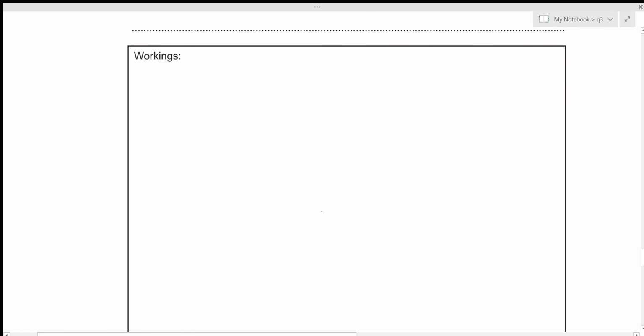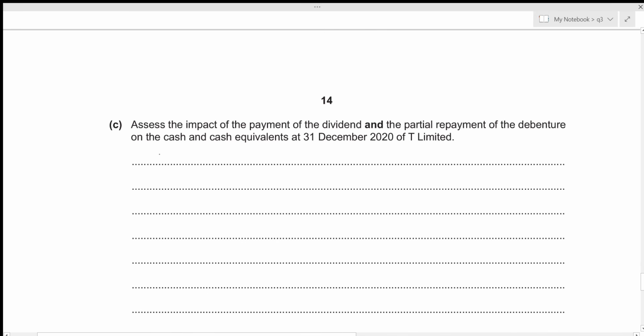We were given the working section, so you guys should be showing all of the workings in this particular box rather than scribbling all over the question paper like I did. Now for the third question, we need to assess the impact of the payment of the dividend and the partial repayment of the debenture on the cash and cash equivalents at 31st December 2020 of T Limited. Okay, since we are to assess the impact of the payment of dividend, let's figure out the cash and cash equivalents balance if we were to exclude the payment of dividend and the partial repayment of debenture.